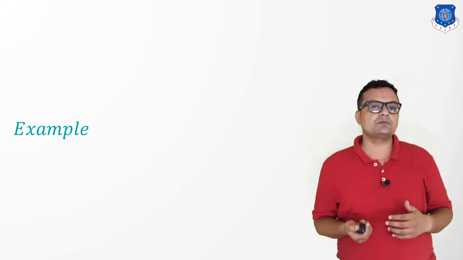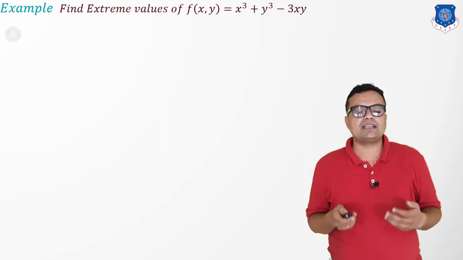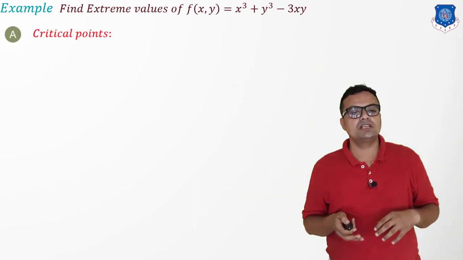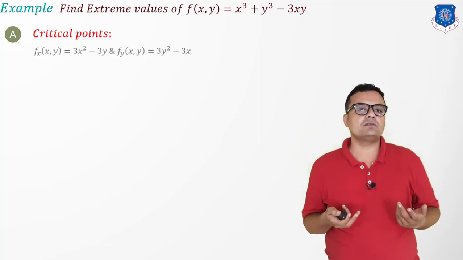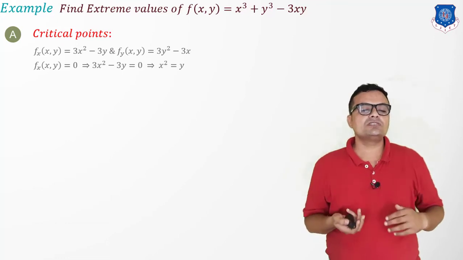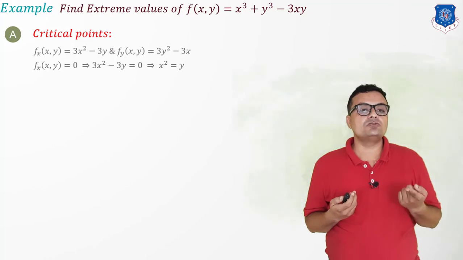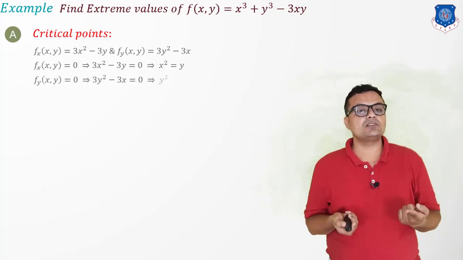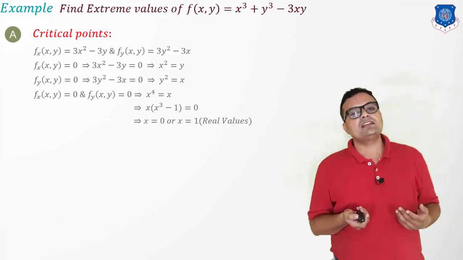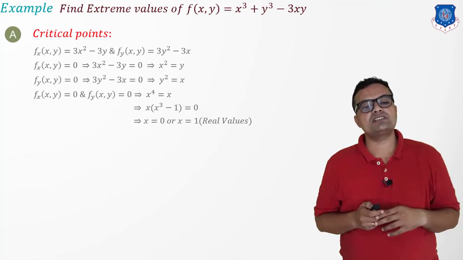Let us consider one example. If I consider the function x cube plus y cube minus 3xy, and I want to find extreme values, the first step is to identify critical points, and for that I take f sub x and f sub y and equate them to 0. That means I am finding graphically a tangent line parallel to the x axis and a tangent line parallel to the y axis, and then I combine both of these, which gives me x equal to 0 or x equal to 1. These are two lines on which it is happening.